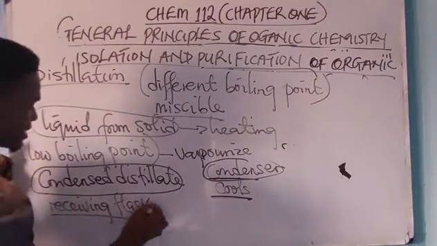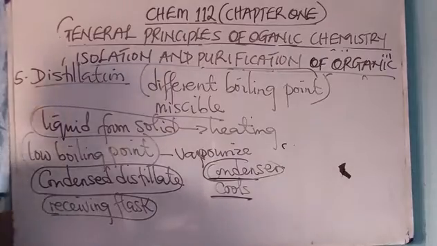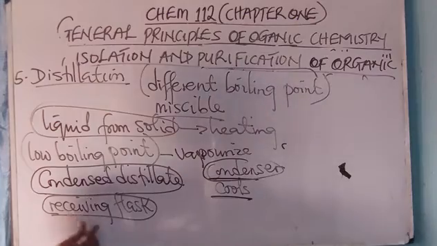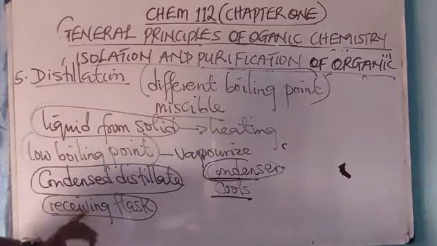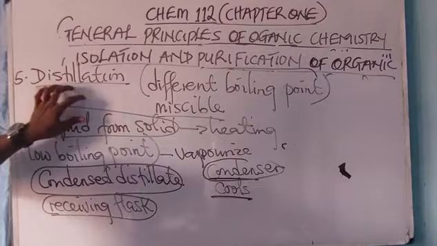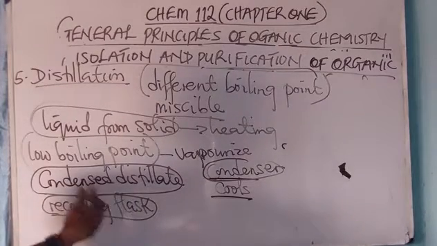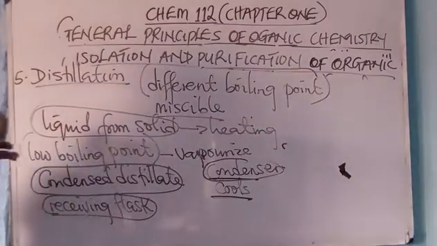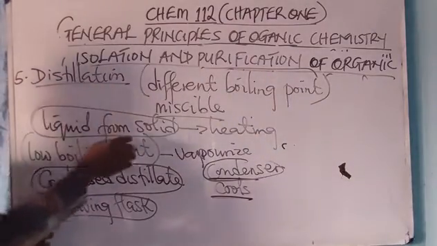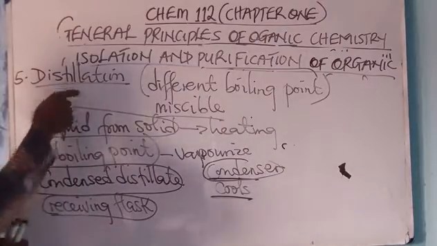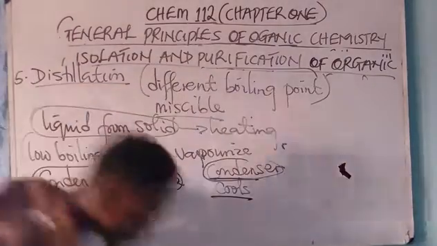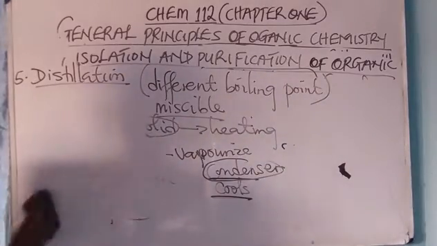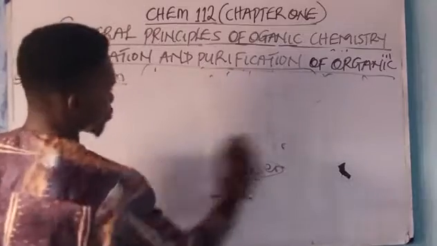The integral portion of distillation is called the receiving flask, and it is a container. Please take note of that. So this is the mechanism behind separating solid from liquid through distillation. Now we have different types of distillation.